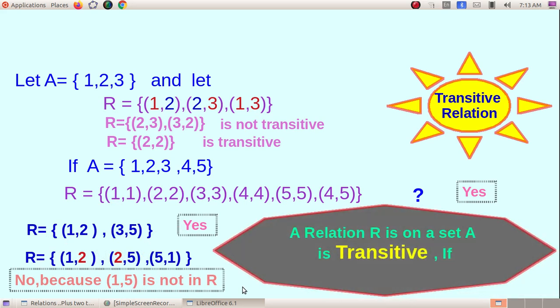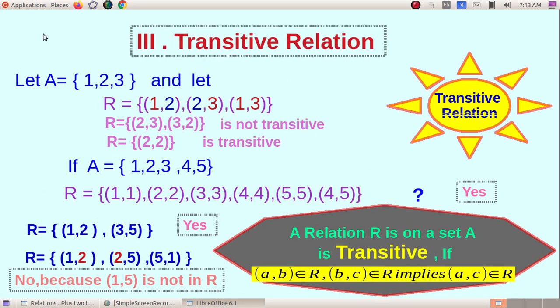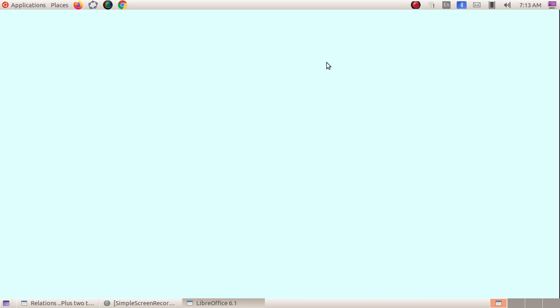I think all of you clearly understand all these examples. Then what is the formal definition of a transitive relation? If (a,b) belongs to R and (b,c) belongs to R implies (a,c) belongs to R. Whenever (a,b) and (b,c) are in the relation, then (a,c) must be in R. Clear? Now we have learned the third type of relation, that is the transitive relation.